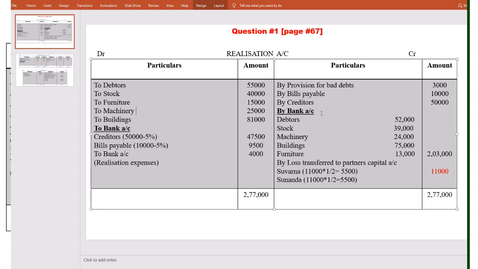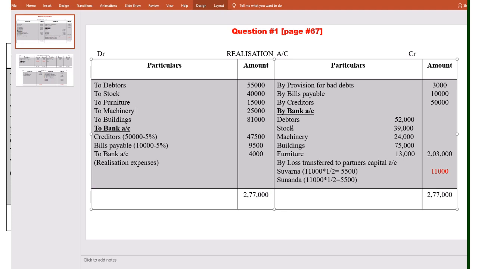Okay, so the first adjustment is assets realized. So what does assets realized mean? When you are selling all your assets, the price at which you are selling is given. Always when you are selling certain things, your cash or bank balance will be increasing, so that will be transferred to the bank account. So here, by bank account, I'm mentioning on the credit side, by bank account. Always under this you have to write all the assets realized.